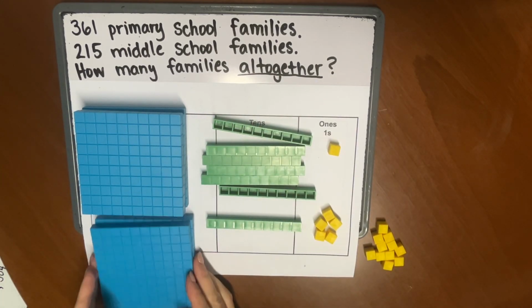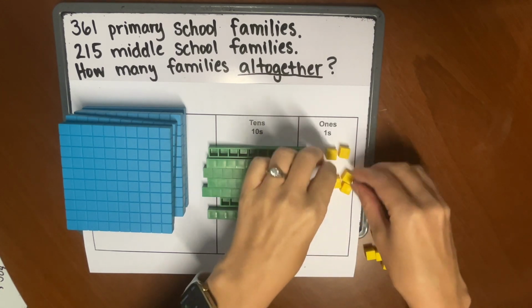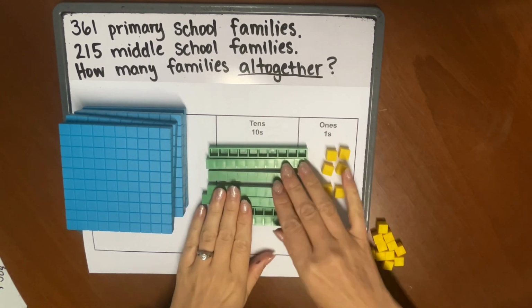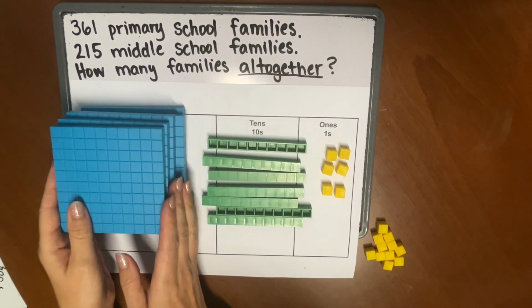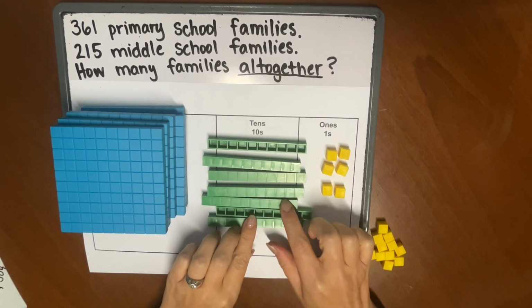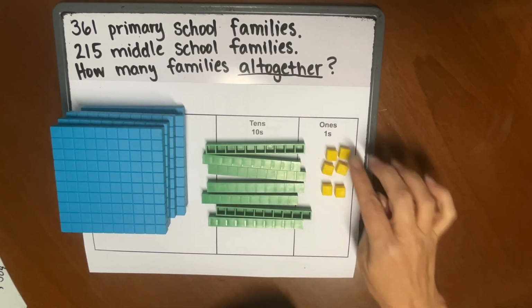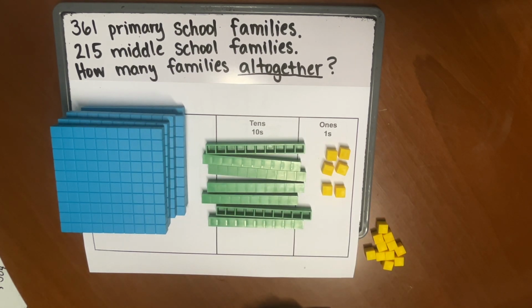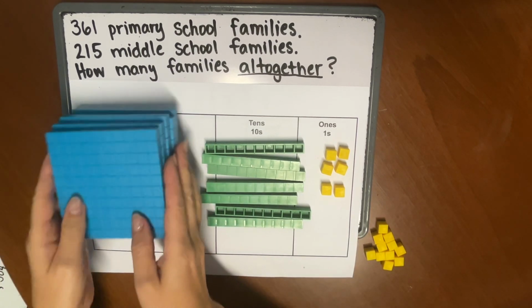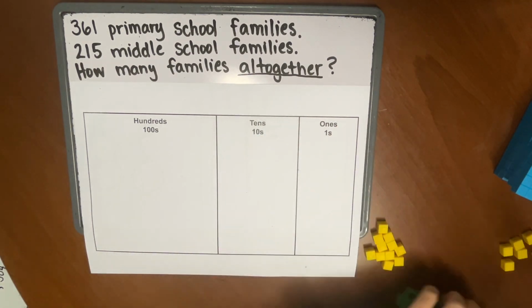Now I want to put these all together. I'm going to organize myself so it's really easy to read. And I can see that there were 5 hundreds, 1, 2, 3, 4, 5, 6, 7 tens, and 6 ones, so 576. Now we're going to try this with place value discs using the same problem.